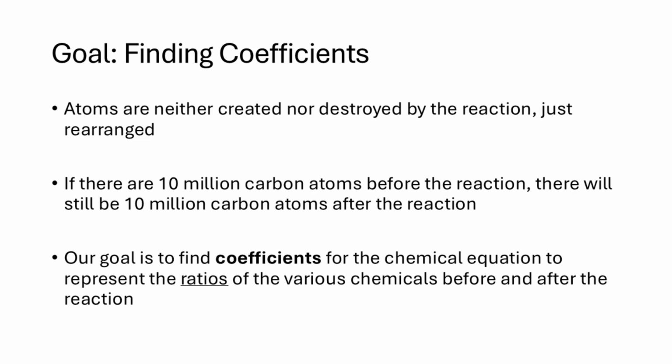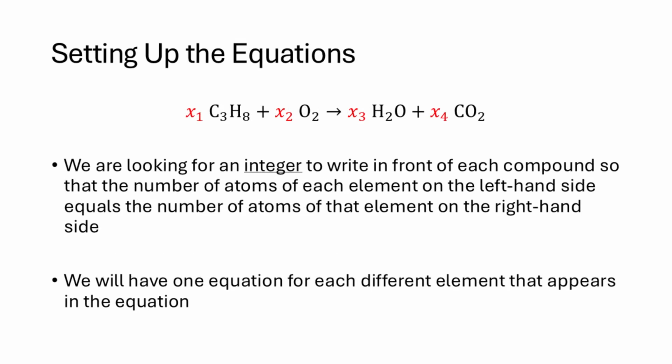So for example, if there are 10 million carbon atoms before the reaction, there will still be 10 million carbon atoms after the reaction. Our goal is to find coefficients for the chemical equation to represent the ratios of the various chemicals before and after the reaction. Don't worry if you don't know any chemistry, we're just going to be using our linear algebra tools to solve these application problems. So to set up the problem, we're going to put variables in front of each compound.